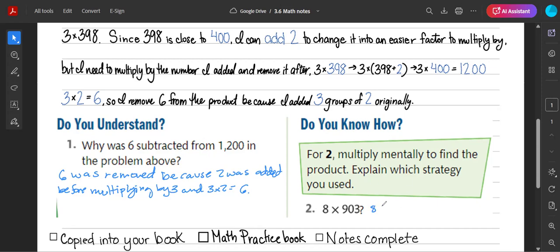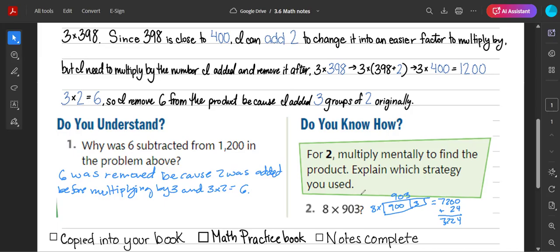So now we have 8 times, and then we're going to have our box. Well, it has 903. So 900 here, and then 3 there. So now 8 times 900, well, the basic fact could be 8 times 9, and that makes 72. But then we have to add 2 zeros. And then 8 times 3 will give you 24. And now we need to combine both those partial products. So you have 7,224. And so that is the strategy that I used to solve that equation.